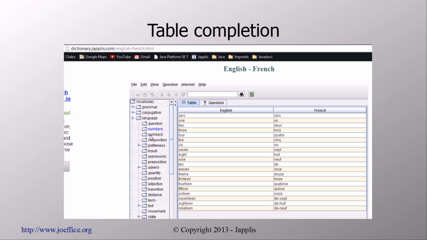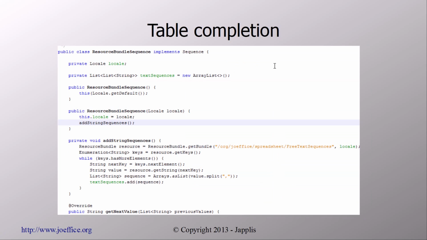Here is JLearnIt, which is a program I wrote in Java, which contains a lot of translations to different languages. It's also nice to learn a new language. I'm going to use this data to fill some properties files, read these properties, and follow the sequence described in them. This is called the resource bundle sequence, because it will work in English, but it will also look for French and whatever you have as locale.